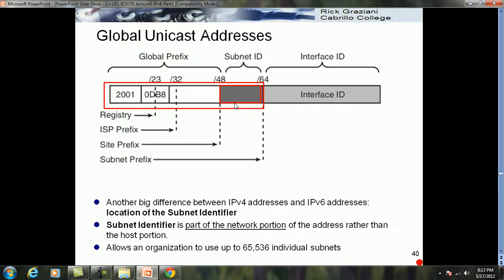So this allows the organization to use up to how much? This many individual subnets. So one single IP, see, 16 bits, correct? 2 raised to 16 is how much? 65536. So a single organization can have so many subnets. Is it amazing? Awesome.